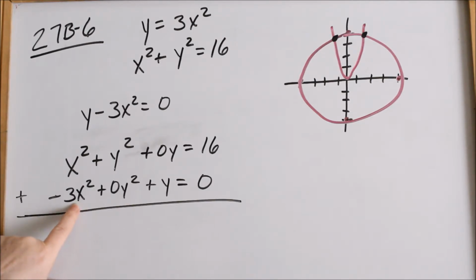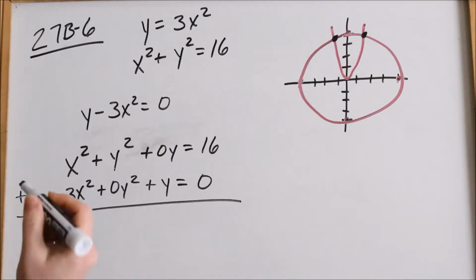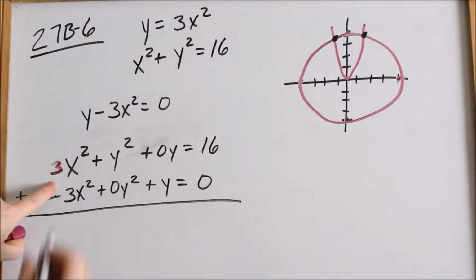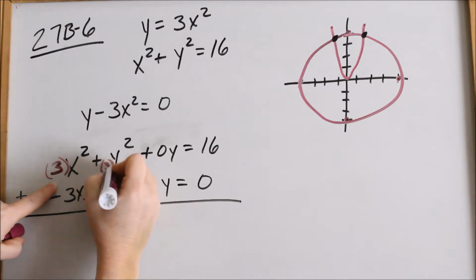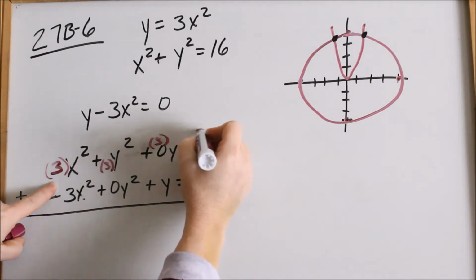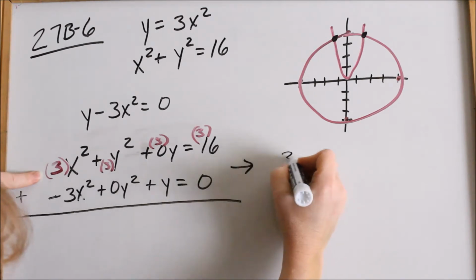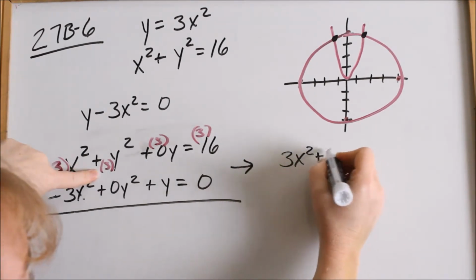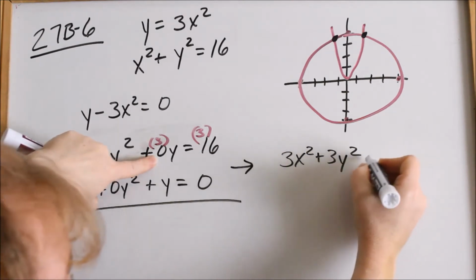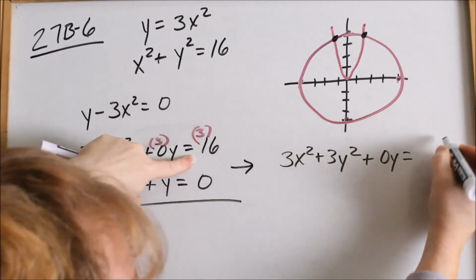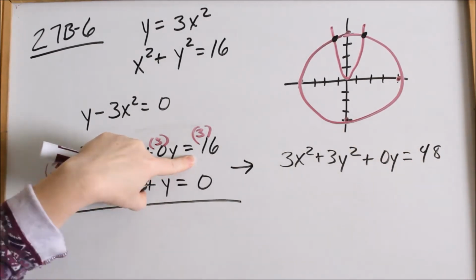So if this is a negative 3x squared, what does this need to be in order for it to go away? It needs to be a positive 3. So I have to multiply that by a positive 3. If I multiply that by a positive 3, I have to multiply everything by a positive 3, every term. So writing down my new equations, this would be 3x squared plus 3y squared. 3 times 0 is 0, so that's still 0y. And then 3 times 16 should be 48.